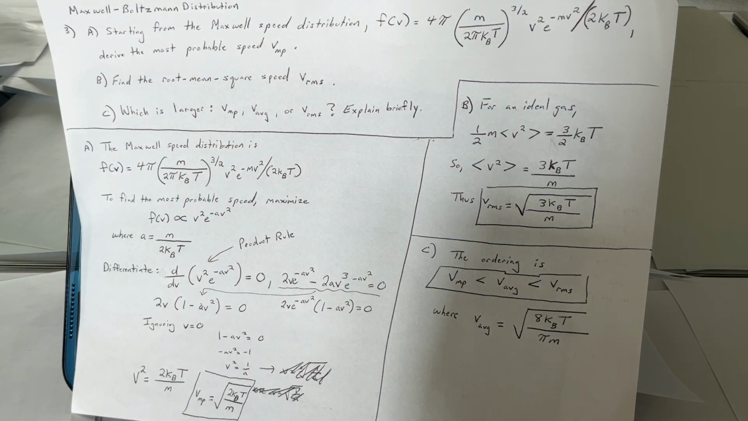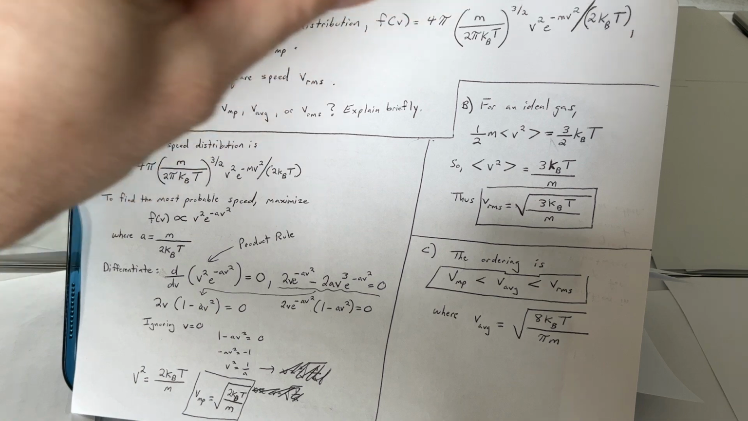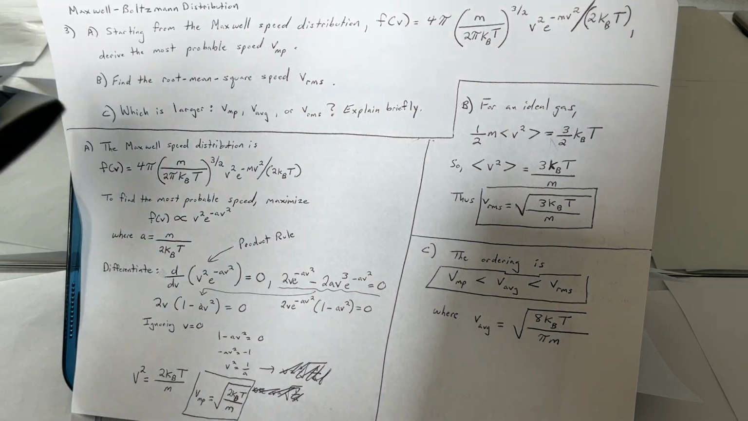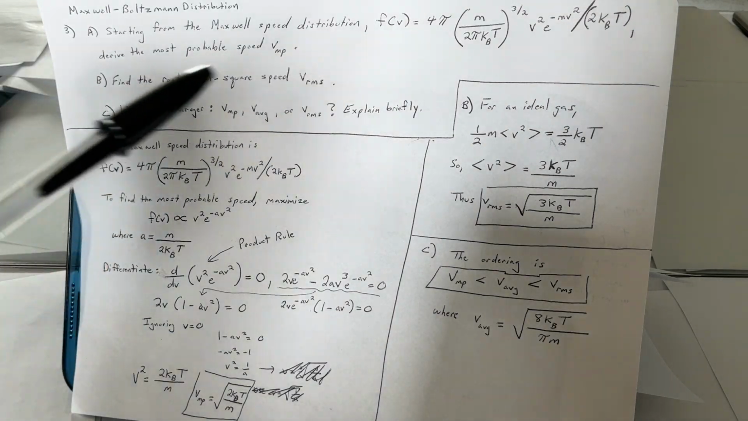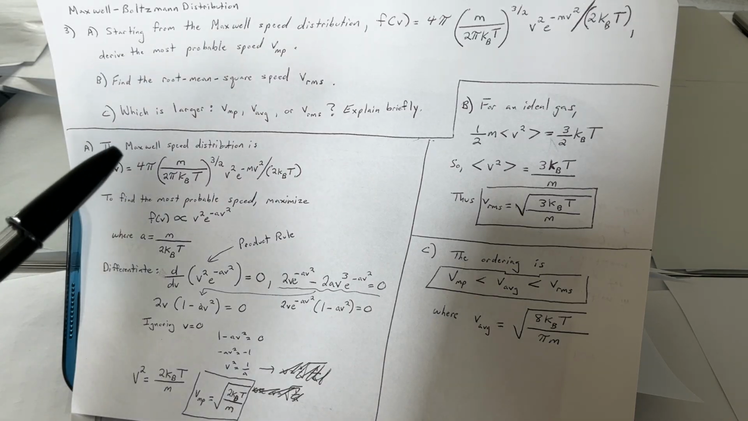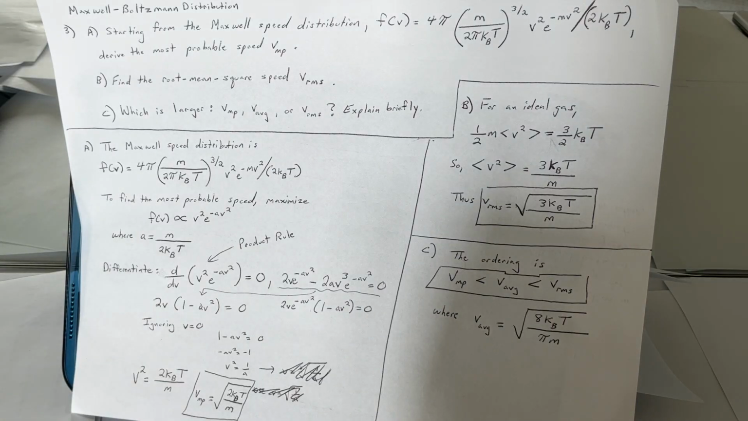f(v) equals 4 pi times (m over 2 pi k_B T) to the 3/2 times v squared, and then you have e raised to this whole quantity, negative m v squared divided by 2 k_B T. So, starting from this Maxwell speed distribution, derive the most probable speed, v_mp. So, Maxwell speed distribution, we write it out. Now, here's what we do.